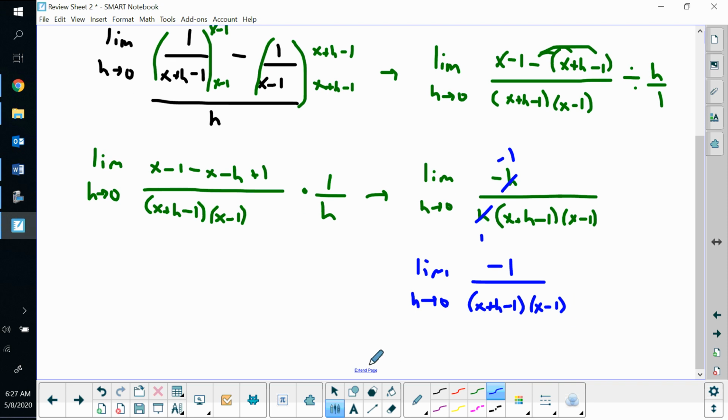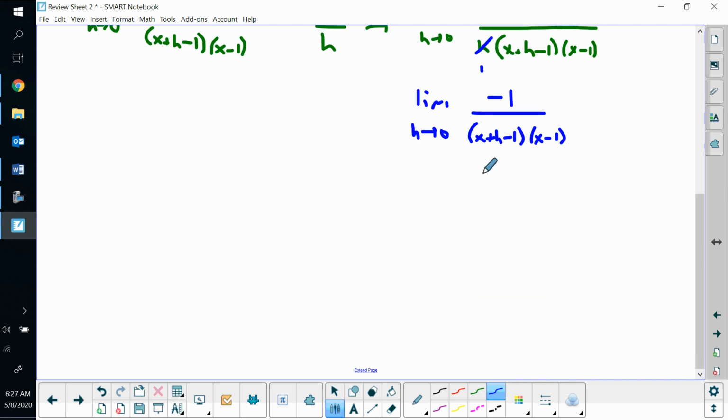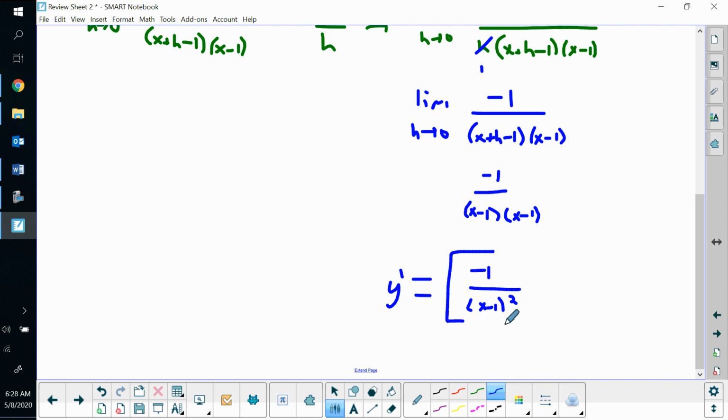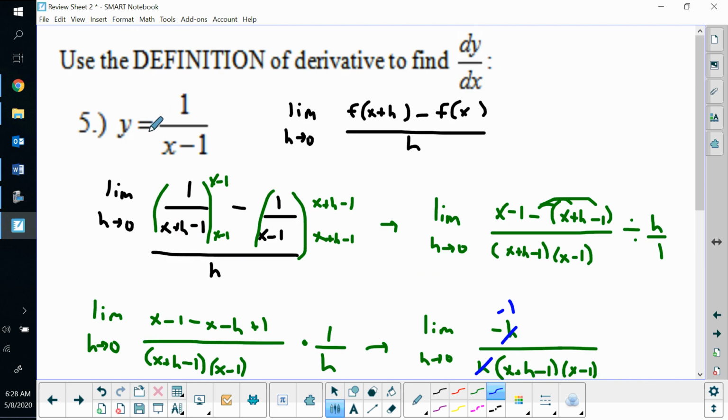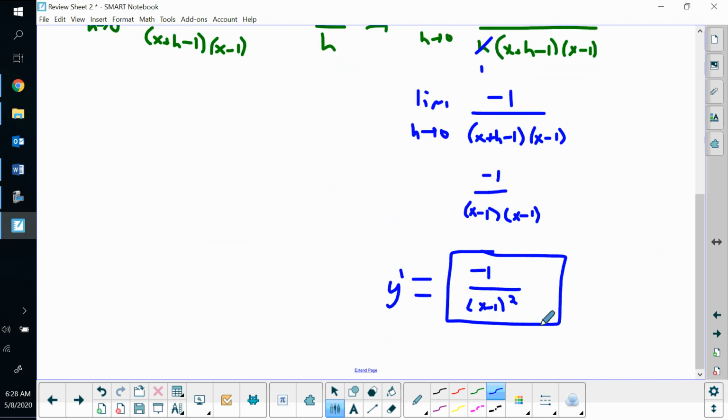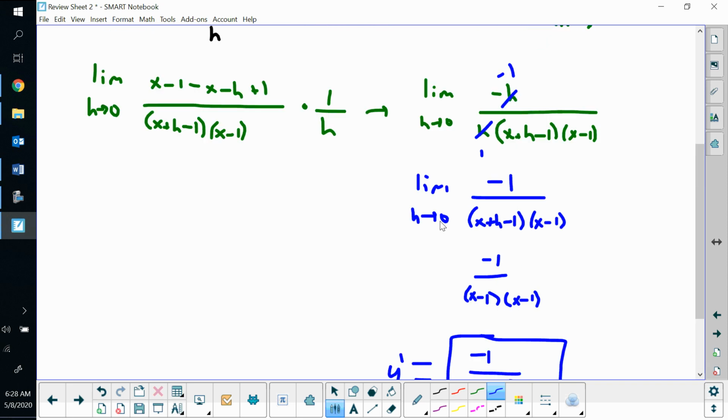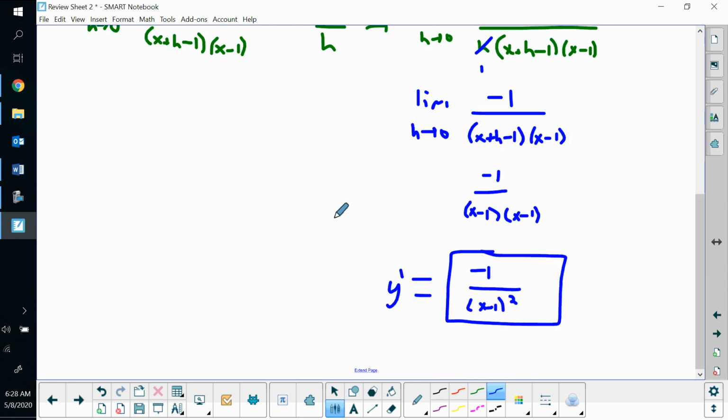And now we can do our direct substitution. If we replace all the h's with zeros, we can just get negative 1 over x minus 1 times x minus 1. You could write it like that, or you could write it as negative 1 over x minus 1 squared. Now this would end up being y prime is what's equal to this. You have an advantage from when we first did these in that you know the shortcuts now. So you could off to the side do the shortcut quotient rule. See if it gives you this. If it does, then you know you did it correctly. But the work you need to have is all of this work.